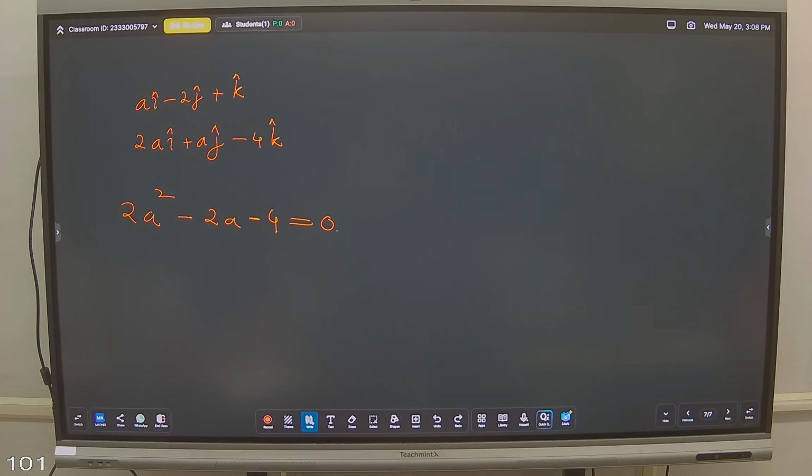So the dot product of these two vectors has to be zero, because the condition is that they need to be perpendicular. If two vectors are perpendicular, then dot product is always zero. So we found the condition by taking the dot product equal to zero. And for that we got this quadratic in A, which we solved to find the value of A.